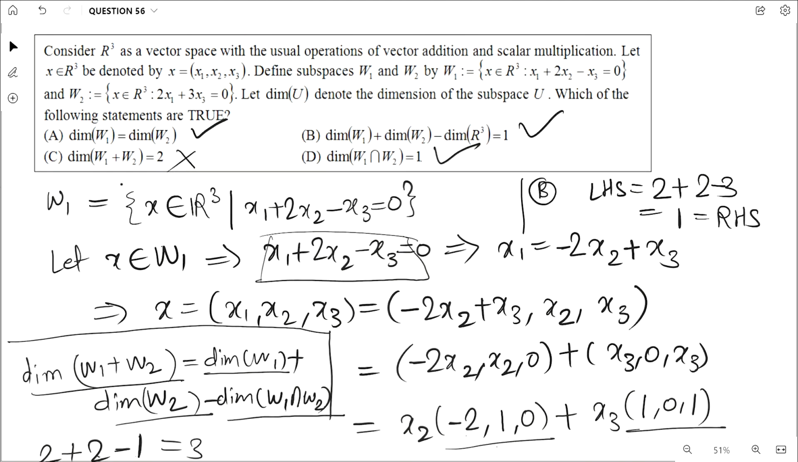Thus only options A, B and D are correct. So the solution is A, B, D.